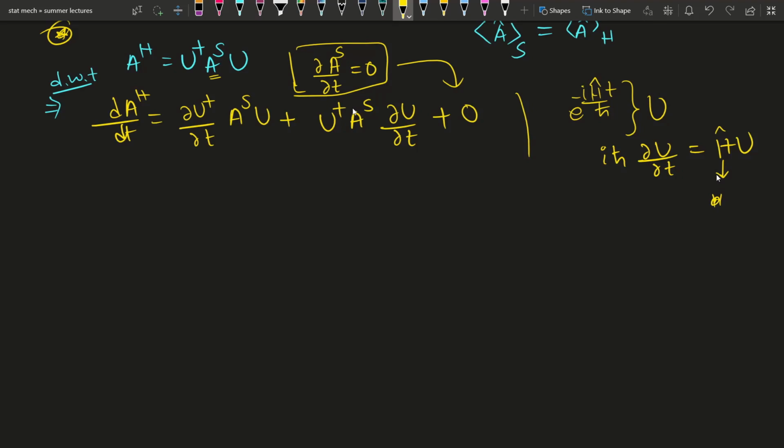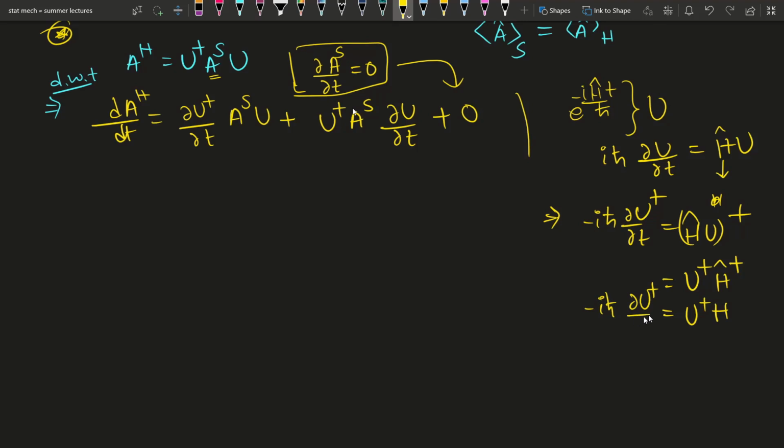That means if you want to take its dagger, then it becomes minus i h cut del over del t of U dagger, and its dagger means H, and U's dagger means U dagger, and then H dagger, and as H is Hermitian, it becomes just H. So minus i h cut del U dagger over del t, it becomes like this. If you take this to this side, it will become minus 1 over i h cut U dagger H. This is del U dagger over del t.